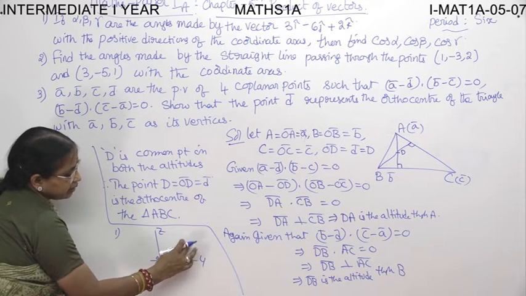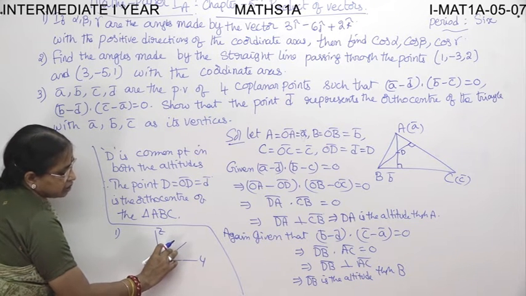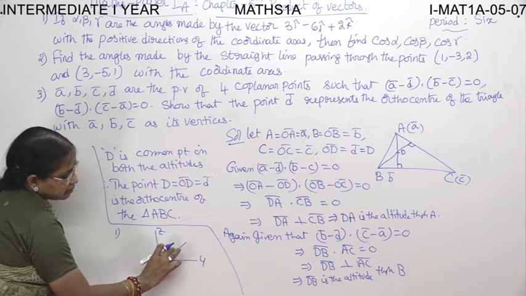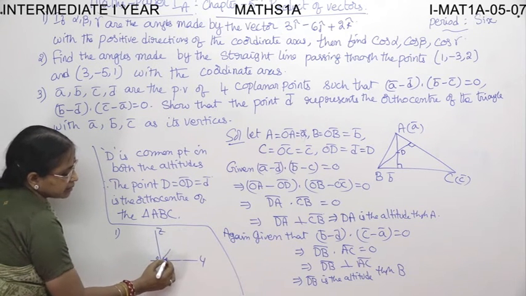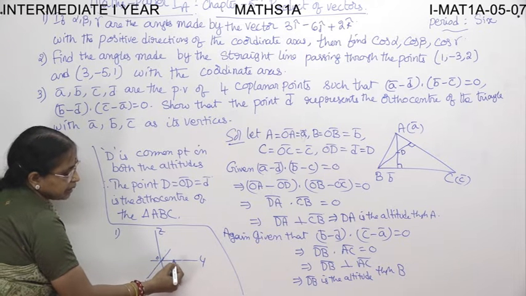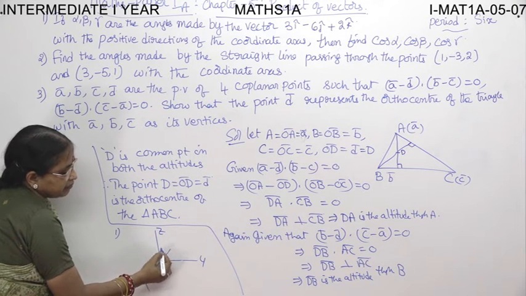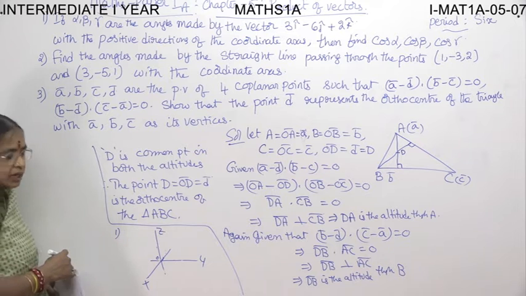So this vector, when you draw it here from the origin, makes some angle. Suppose I draw this vector here. Then it makes some angle alpha with the x-axis, beta with the y-axis and gamma with the z-axis. That is what is given in the problem.